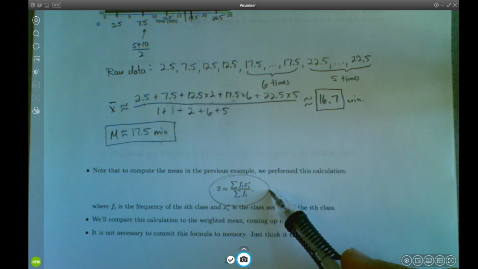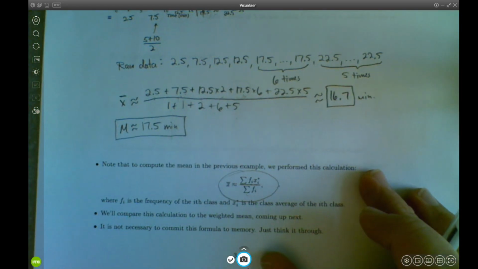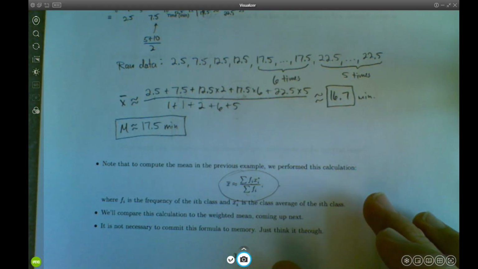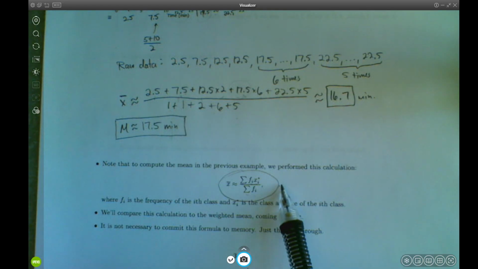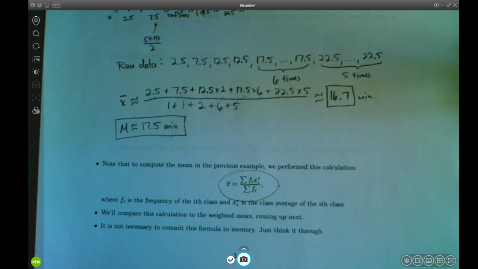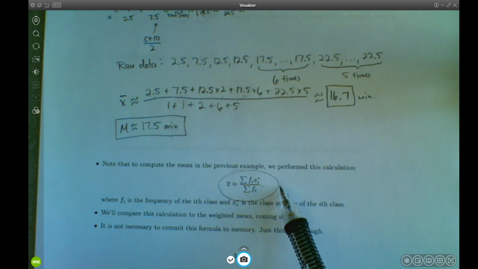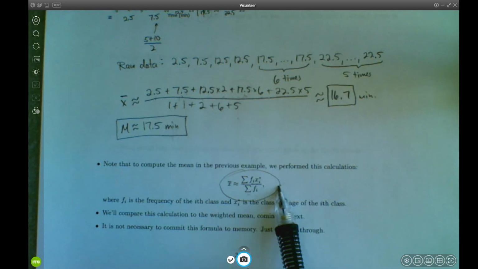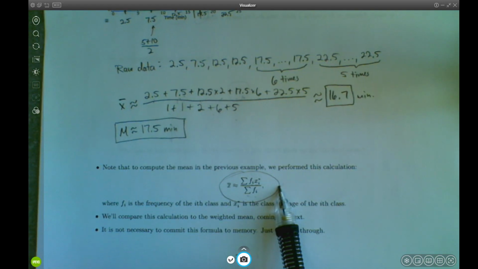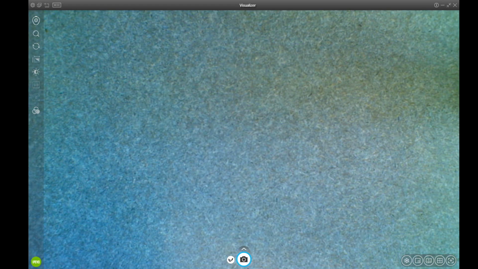You don't need to memorize that. I think it's much better if you just intuitively are able to look at the graph and figure it out the way that we did. But if we wanted to come up with a mathematical formula for it, this is the formula that we would come up with. Again, I wouldn't memorize it if I were you. My only reason for putting it down here is to show you that this is exactly the formula that we would use to compute a weighted mean. So let's look at weighted means.